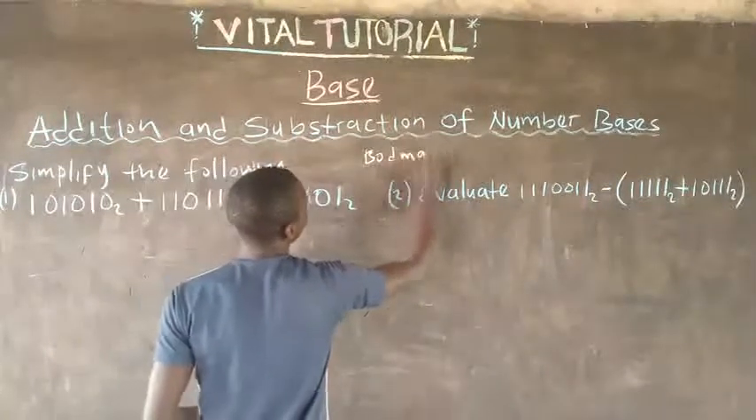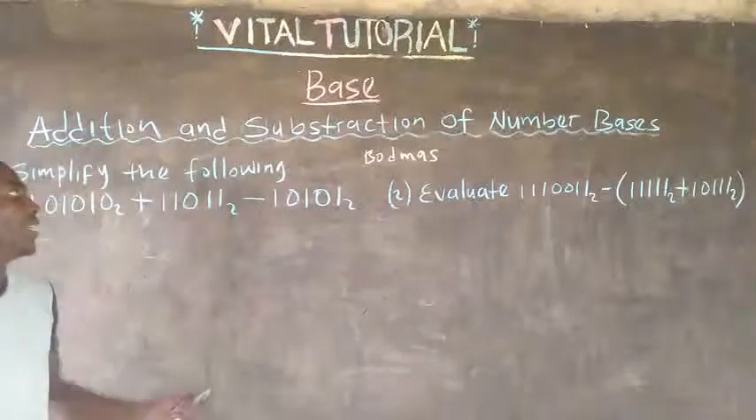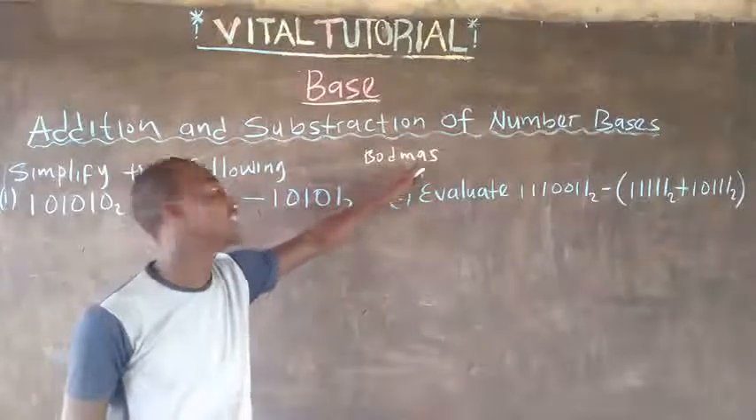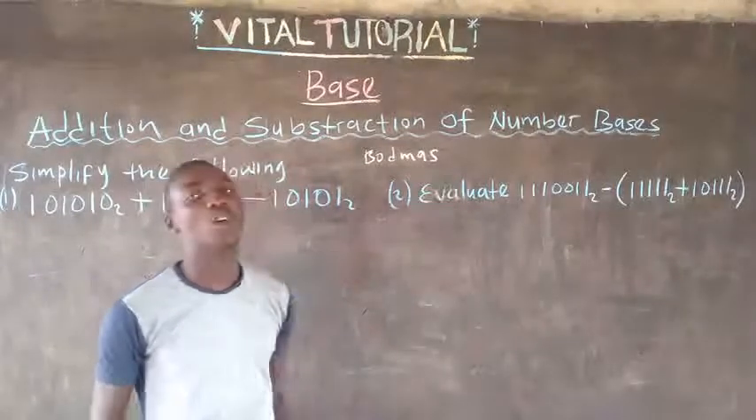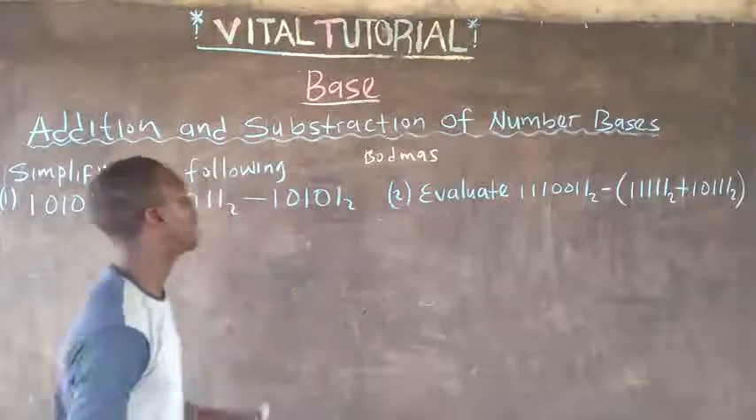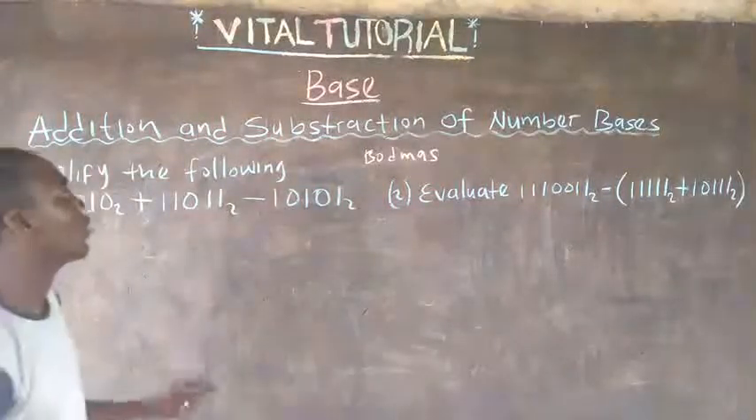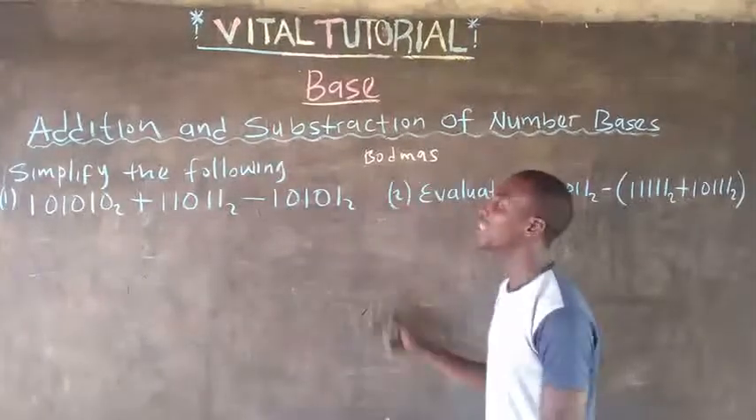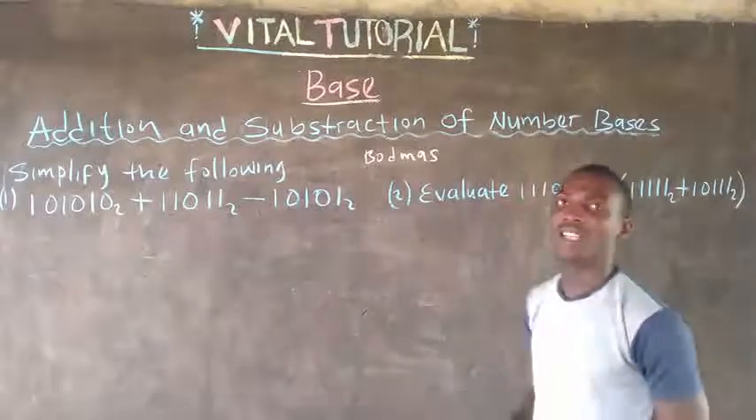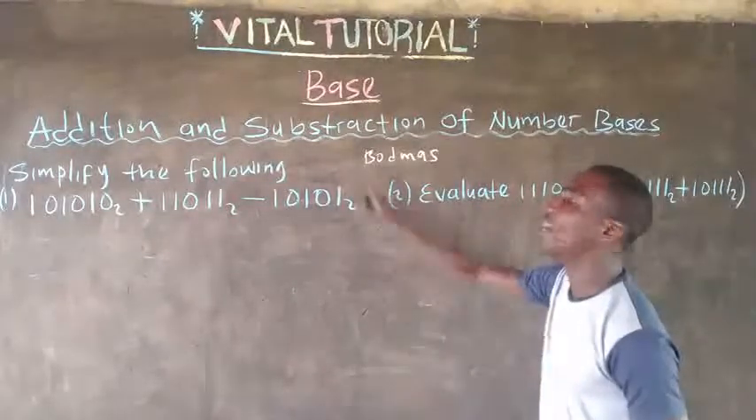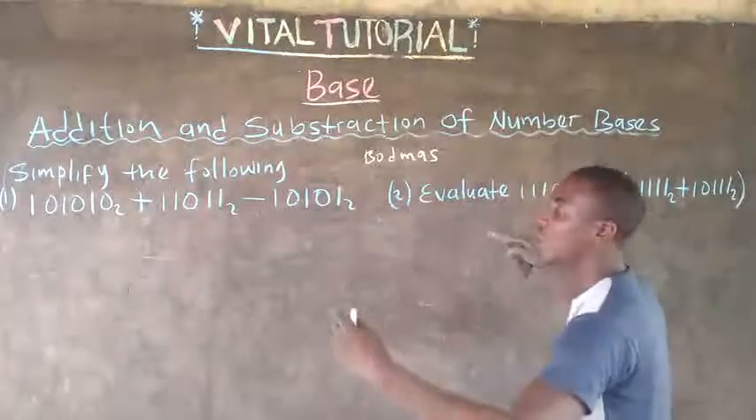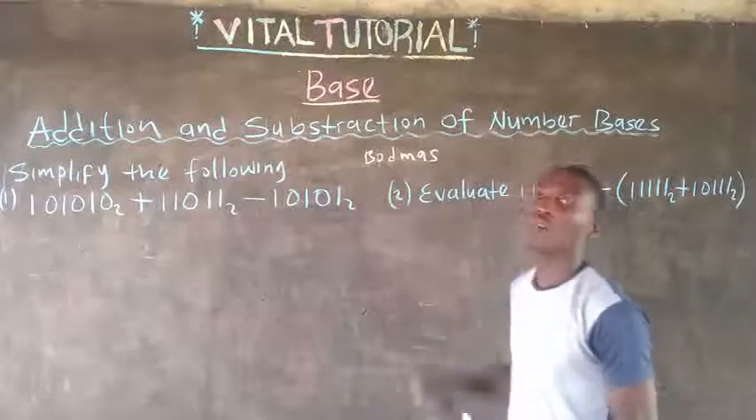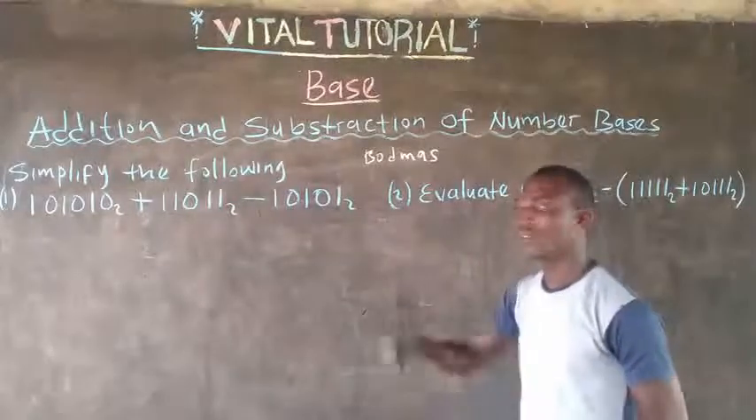BODMAS. I know many of us knew this before now. B is bracket, O is of, D is division, M is multiplication, A is addition, S is subtraction. But for us to do this, when we are talking about BODMAS in an expression, we consider the expression first. If the expression has a bracket, it means you consider the bracket first. The figures in the bracket, you work out first. Then you go for of.